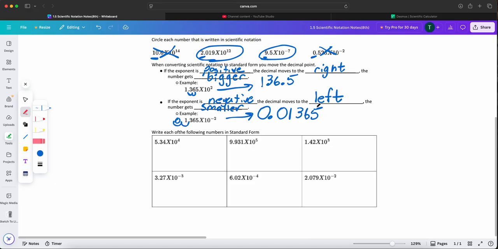So this first one here, it's a positive 4, so that tells me I'm moving right. So I rewrite my number, and then I move right what my exponent says. So it says 4, so 1, 2, 3, 4. In those blanks, we plug in zeros. So this becomes 53,400.